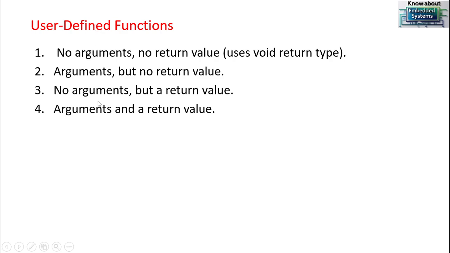So they are defined like this: functions with no arguments and no return value; functions with arguments but no return value; no arguments but a return value; then arguments with a return value. There are four definitions again defined under user defined functions. One by one we will see now.